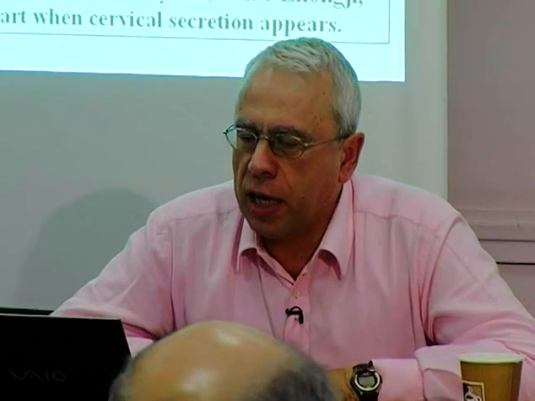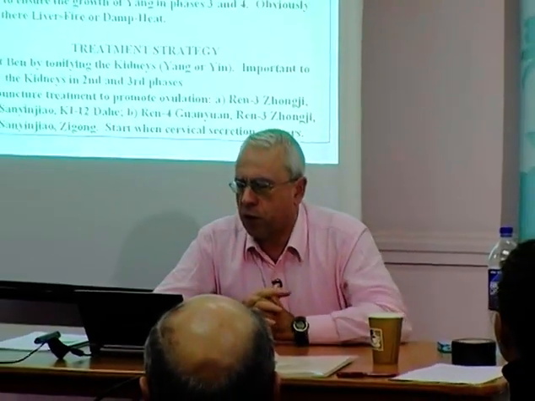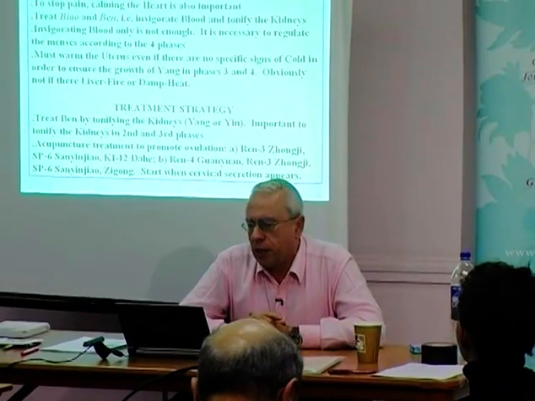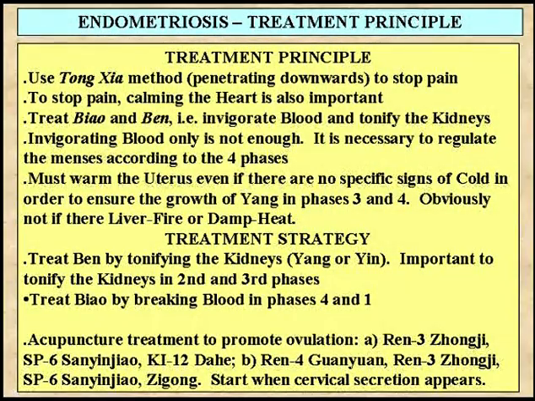Okay, let's start again. These are some very simple but very useful recommendations for treatment principles. The first one, tung xia, simply means you invigorate blood and you choose herbs which have a downward movement. But since you're acupuncturists, you don't have to worry about that. The second one is interesting. To stop pain, calming the heart is important. And that applies to acupuncture too. To stop pain, the heart channel is very important. I use heart 7 a lot to stop pain.